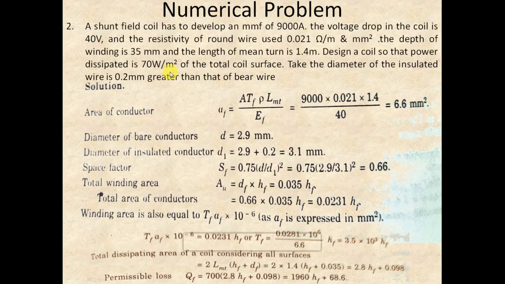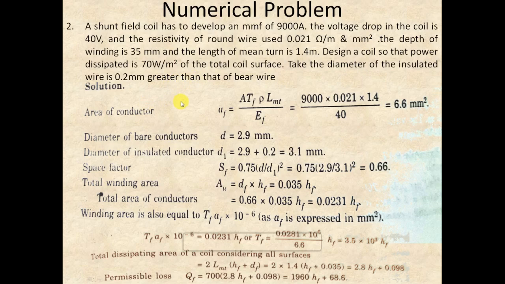Now let's see the next problem. This problem is also similar to that of the previous one. Shunt field coil has to develop an MMF of 9000 ampere. Voltage drop is directly given as 40 volt. Resistivity of round wire is 0.021 ohm per meter and millimeter square. Depth of winding is given in this problem also, and length of mean turn is also given directly, so you don't have to find that. You are asked to find the design of a coil so that power dissipation is 70 watts per meter square. Take the diameter of the insulated wire is 0.2 mm greater than that of the bare wire. So this is actually given to find the value of copper space factor.